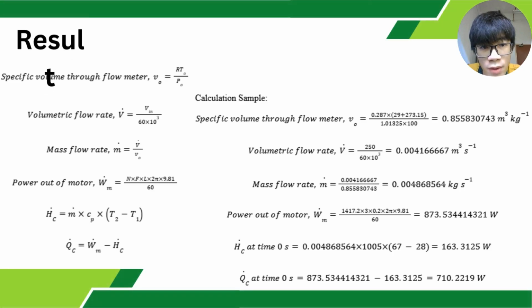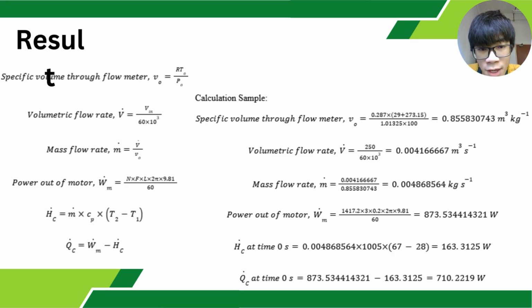Next, we are going to calculate our HC and the QC. All the formulas have been stated on the left-hand side. By using all the parameters we recorded in table 1, we can calculate our specific volume through the flow meter, which is V naught, the volumetric flow rate V dot, the mass flow rate M dot, and the power of the motor W dot. After we obtain all these data, we can calculate our HC and QC.